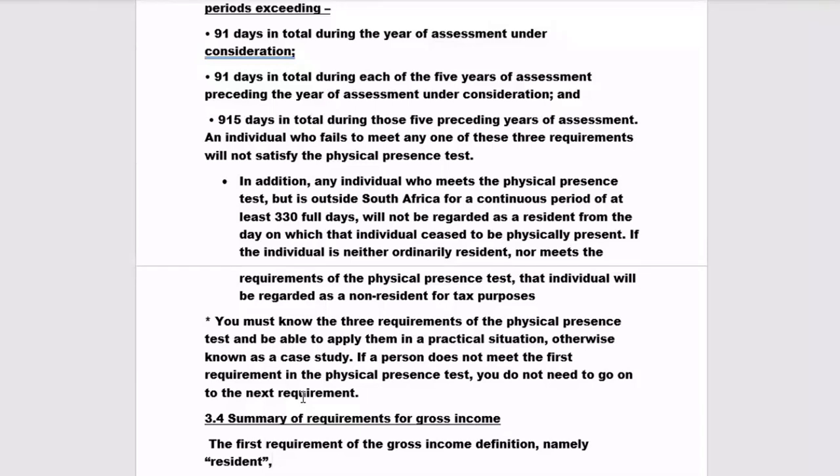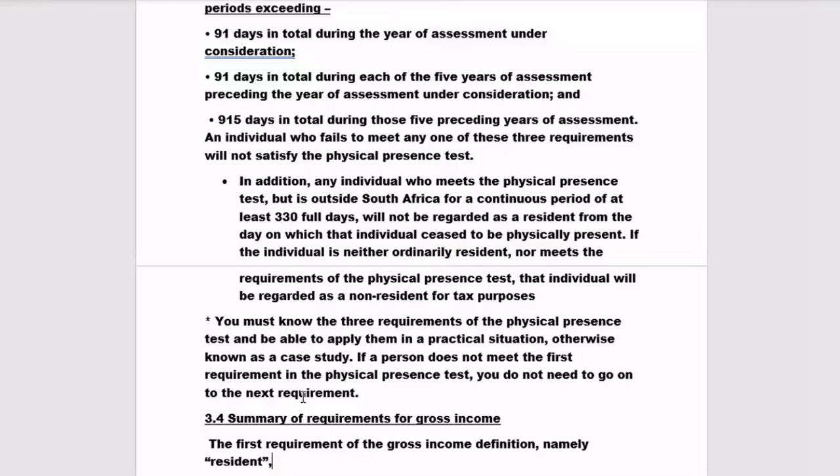An individual who fails to meet any one of these 3 requirements will not satisfy the physical presence test. We add to that by saying that any individual who meets the physical presence test but is outside South Africa for a continuous period of at least 330 days will not be regarded as a resident from the day on which the individual ceases to be physically present. If the individual is neither ordinarily resident nor meets the requirements of the physical presence test, that individual will be regarded as a non-resident for tax purposes.